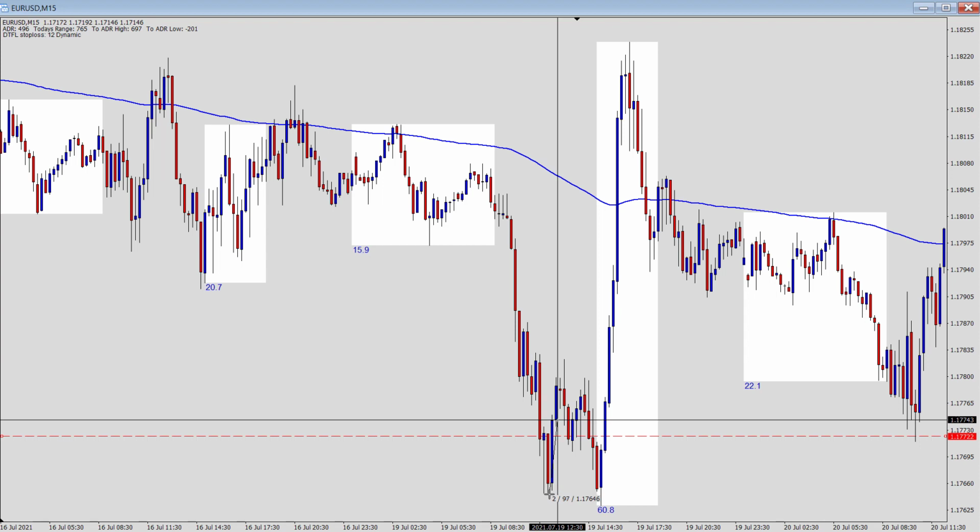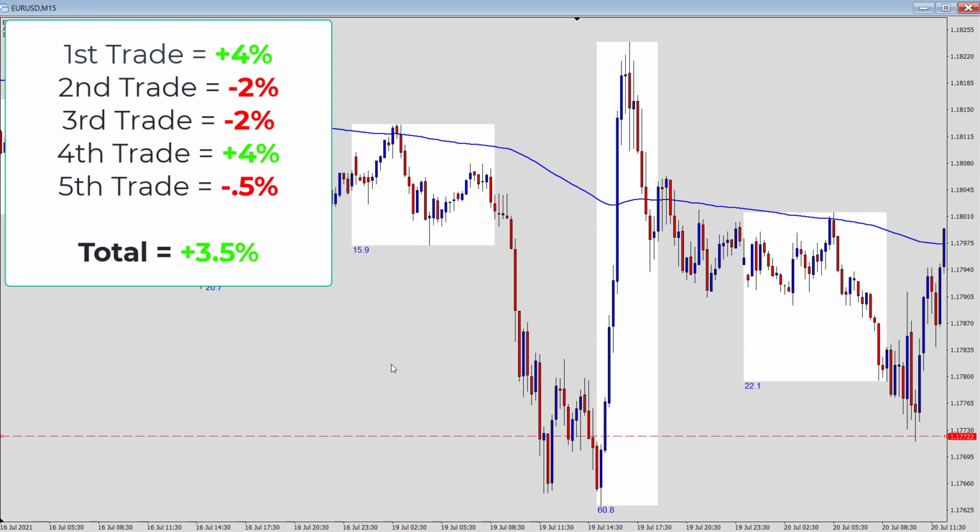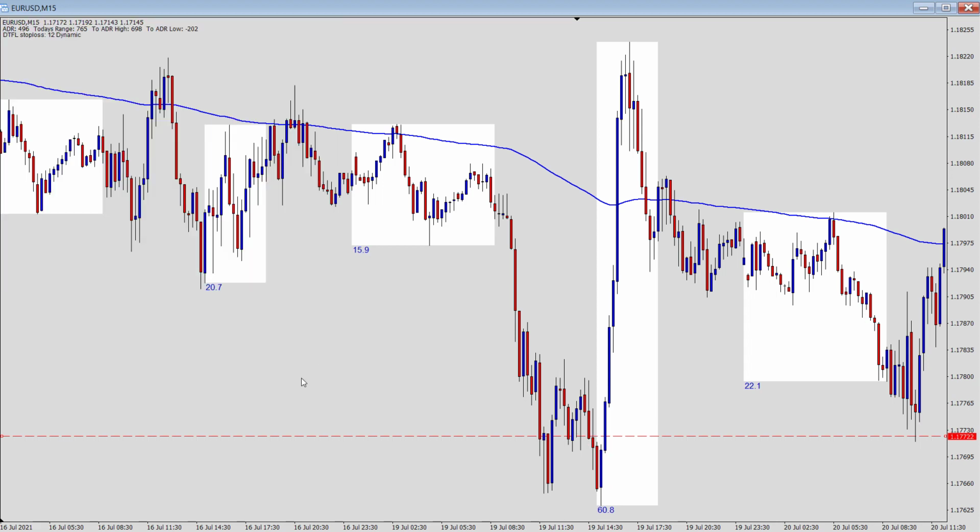That gives us a 15 pip stop, 30 pip take profit, the way we do our entries. And then the close on this one here was about 4 pips away from where that entry would have been. So that was marked down as a 0.5% loss. Again, a negative 0.5% loss, taking us to plus 3.5% on the month.